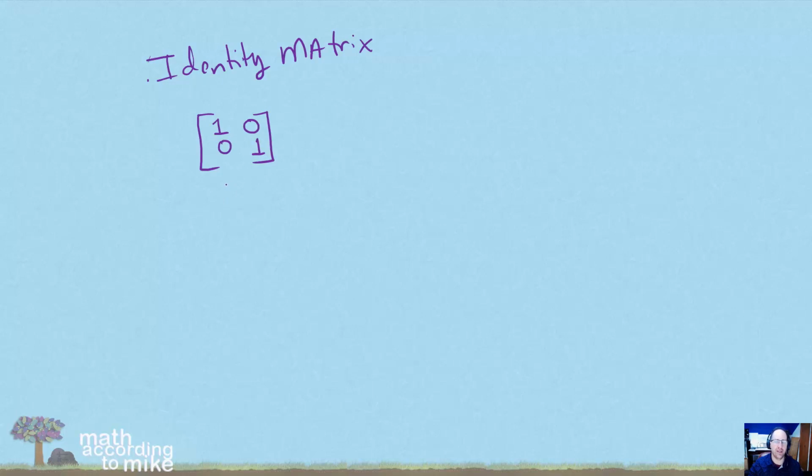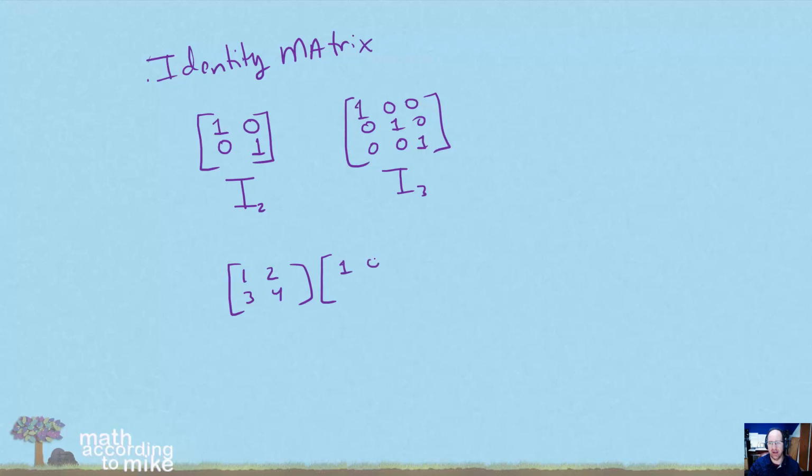So this is the 2 by 2 identity matrix, which we would write as capital I sub 2. And then we have the 3 by 3 identity matrix, I sub 3, and then that can be as big as it wants to. But it's always a square matrix, the same number of rows as it has columns. So this matrix acts like the number 1. So if we took any matrix, 1, 2, 3, 4, and we multiplied it by the same size identity matrix, and you can check this, you would get the original matrix back.